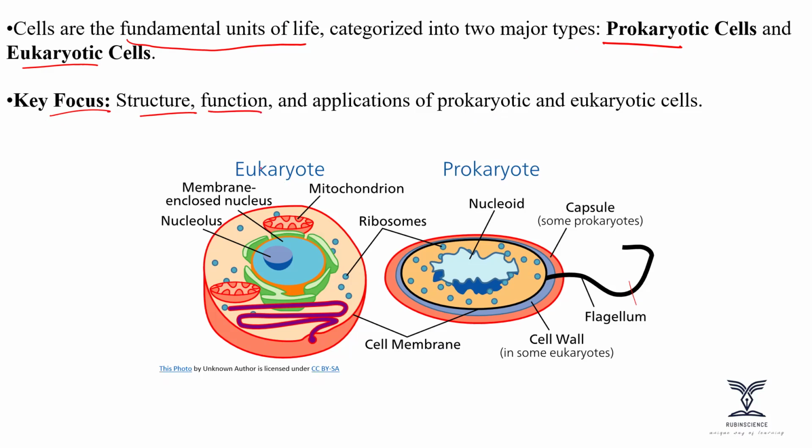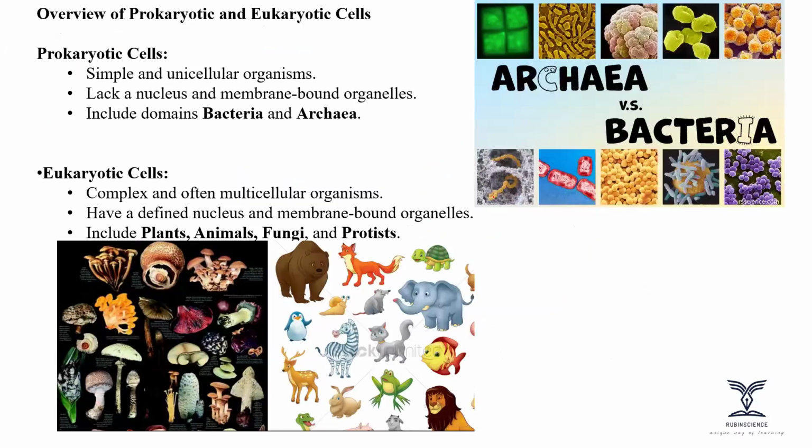Here you can see a basic structure of a eukaryotic cell and a simpler structure of a prokaryotic cell. To begin with, what does prokaryote mean? To understand this word, let's split it. Pro means primitive, and karyote means nucleus. The organisms whose nucleus is primitive or basic in nature, the earlier version of the nucleus, are called prokaryotic cells. The organisms which bear a primitive nucleus are called prokaryotic cells.